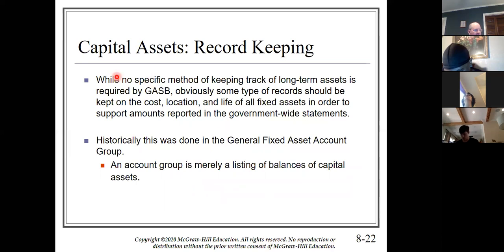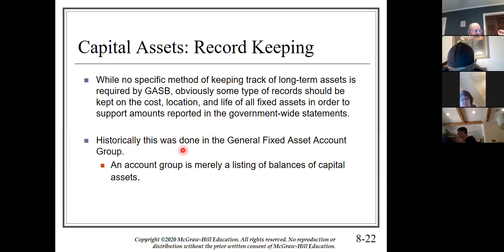So what they mean here, no specific method of keeping track of long-term assets is required by GASB. GASB says that when you have a general fund, it doesn't include the long-term assets. But when you prepare the CAFR, they have to add it back in. Well, they don't tell you where to keep the information that enables you to do that. So each government organization is going to have some kind of accounting system with records that's going to keep up on the cost, location, and life of all of their fixed assets. If they don't do that, then they can't get the information they need for the government-wide statements.